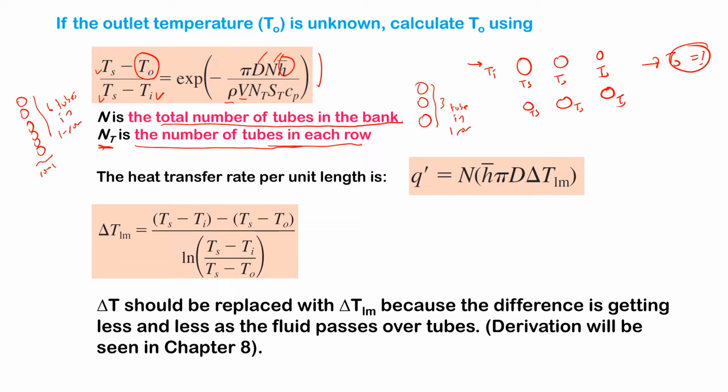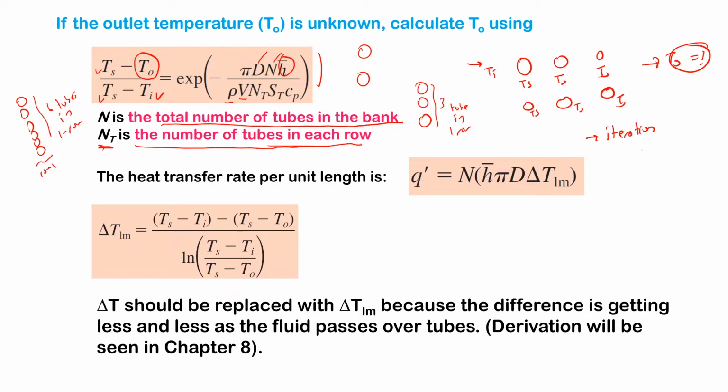S_T is the spacing. We talk about it in terms of the diameter here. So S_T is the spacing between these two, and Cp is the heat capacity. So you can calculate T out here. However, you need to realize if you don't also know h bar, you need to do an iteration, okay?